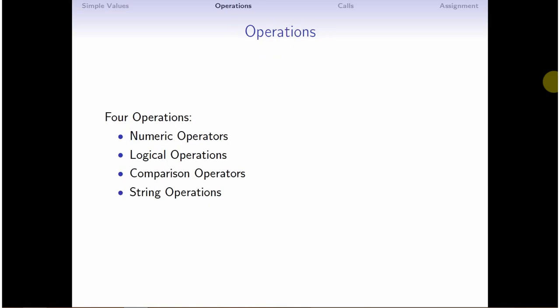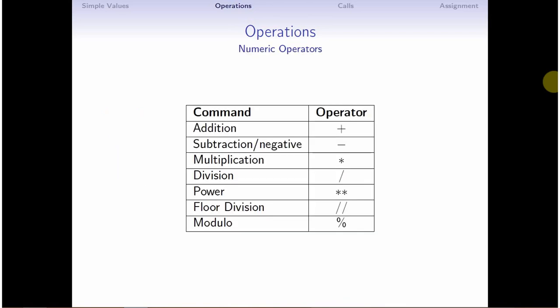Next, operations. There are four types of operators that we need to take note of: numeric operators, logical operations, comparison operators, and string operations. Here are some basic ones. Numeric is like math, so Python can be a calculator for you as well.